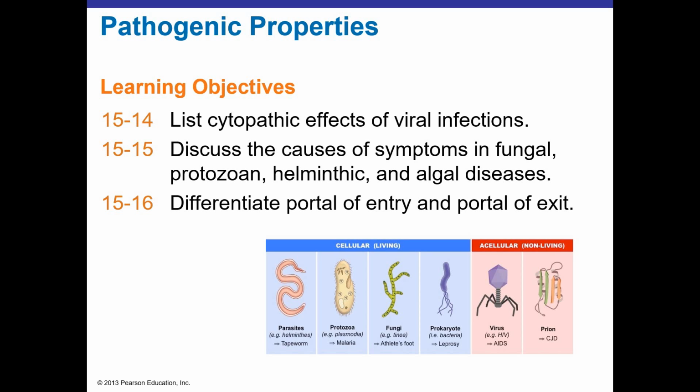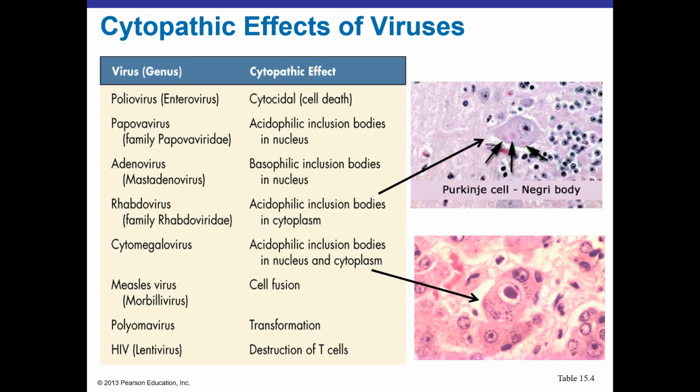Bacteria are not the only pathogens. We looked at the eukaryotic pathogens in Chapter 12, so our parasites and protozoas and fungi, and viruses in Chapter 13. Now we're going to look at some of their pathogenic properties as well. So when we talk about viruses, they have to get into a cell in order to be able to cause damage. So we refer to that as cytopathic effect. We see some examples. Poliovirus actually causes a killing of the cells, so the cytocidal effect.